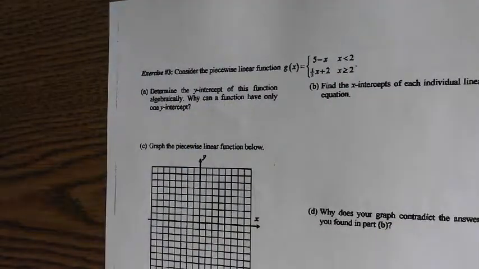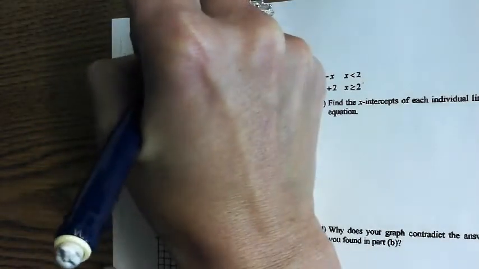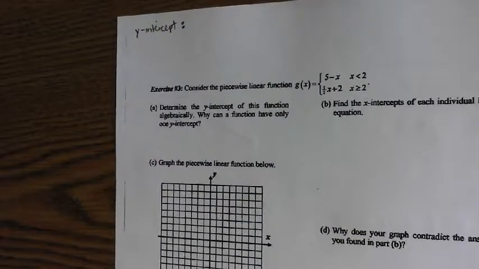Determine the y-intercept. So one of the things that you have to memorize, and shortly here we'll start creating some flashcards with quick facts that, no questions asked, you just need to know. And one of those would be, how do you always calculate the y-intercept algebraically? What do you do?